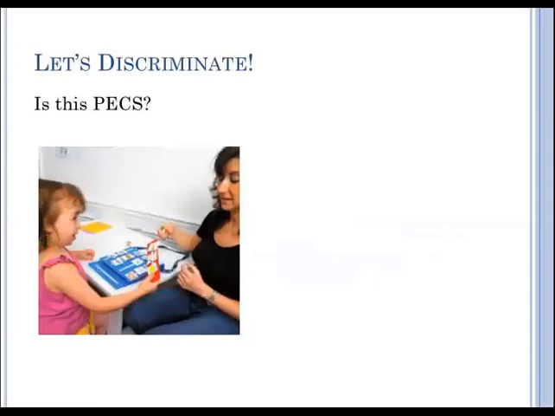So we've got a child. She's got some symbols on a red strip here that she's about to hand to an adult. Is this an example of PECS? Five more seconds. All right, perfect. So this is an example of PECS. This is an example of a child who has sequenced some symbols onto a sentence strip to create a sentence, handing the sentence over to an adult to then communicate that information. So this is an example of PECS.